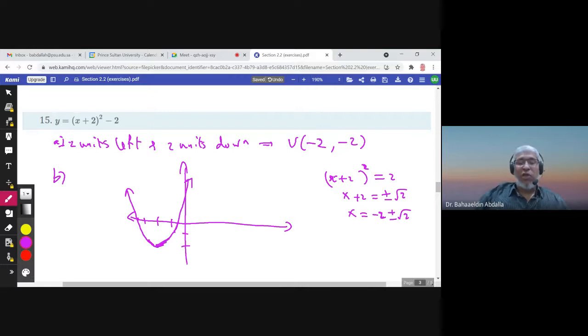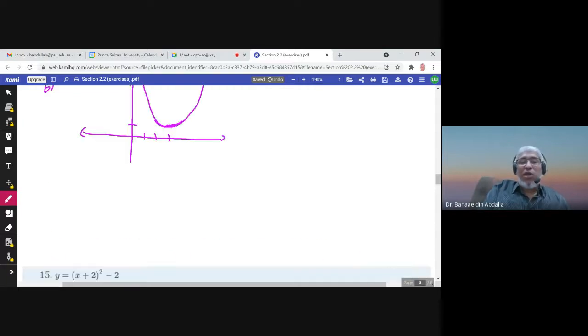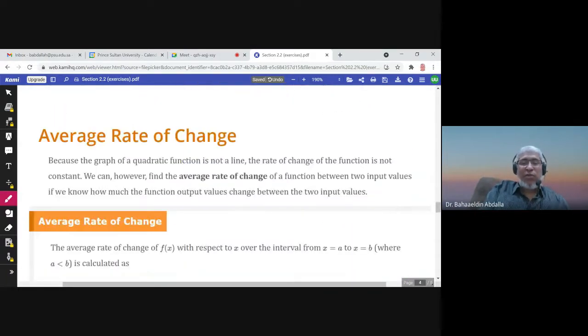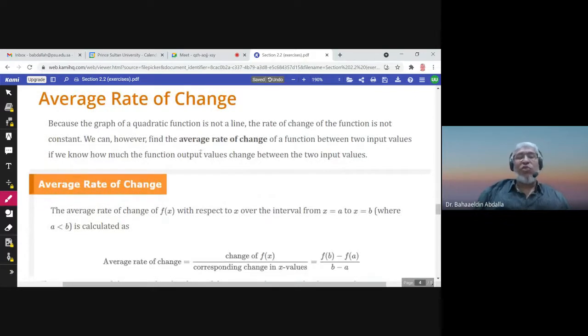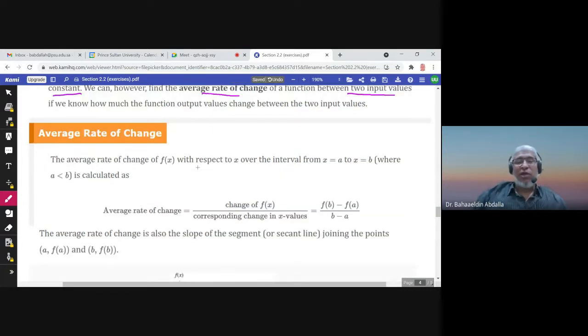If you just take it up, it's okay here because he did not ask about x-intercepts or y-intercepts. The last point in this section would be the average rate of change. Well, here the quadratic function is not a line, so the rate of change or the slope is not constant, okay? But we can define the average rate of change of the function between two input values. How? Like this. It is how much the output values change between the two input values.